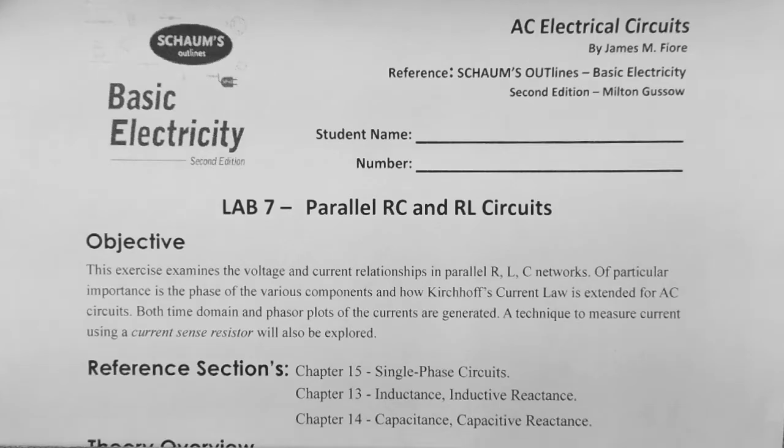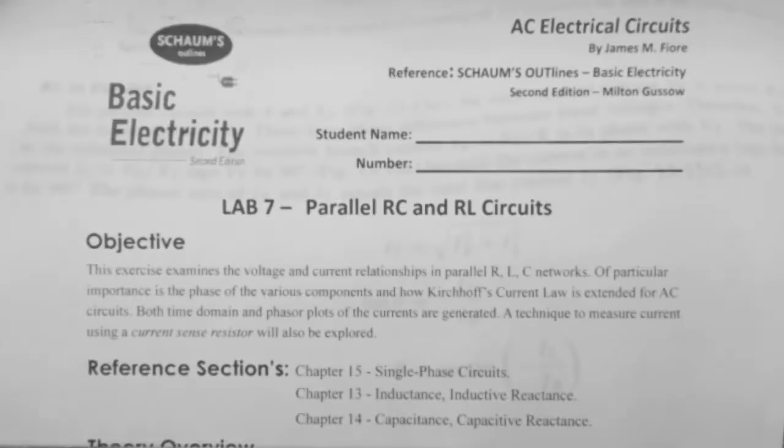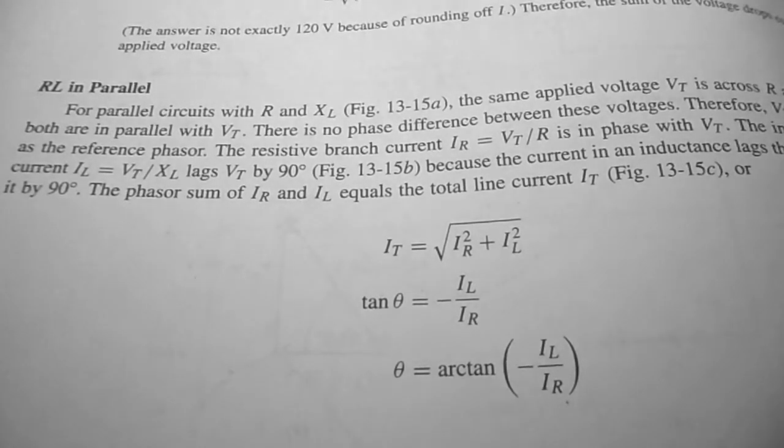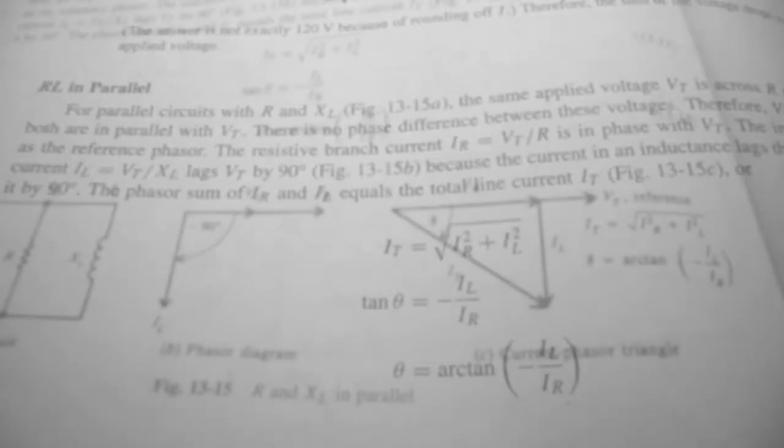Under reference sections, you can see we're still referencing Schaum's Outlines, Basic Electricity 2nd edition, Chapter 15 on single-phase circuits, Chapter 13 on inductance and inductive reactance, and Chapter 14 on capacitance and capacitive reactance. Your textbook in Chapter 13 covers RL in parallel, and these are the formulas.